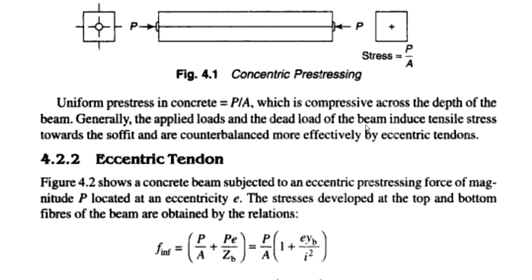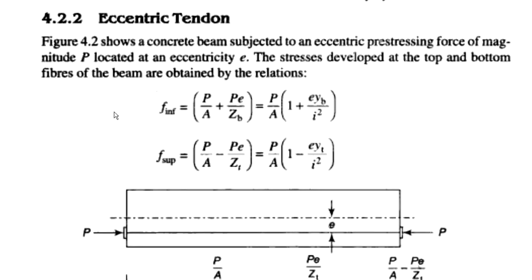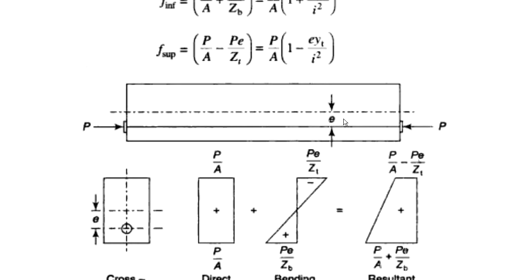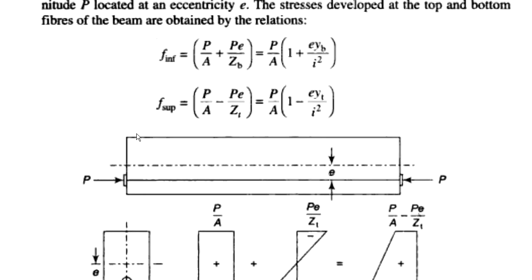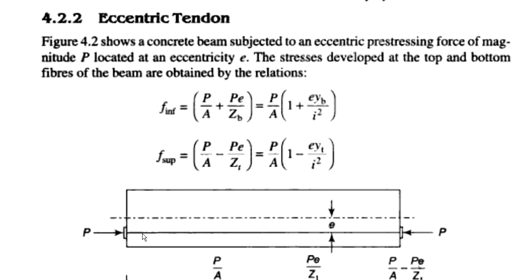You can see over here. Okay, now we have understood that the more effective way of placing the tendons is eccentrically. Now let us see about the eccentric tendons. Figure 4.2 shows the eccentric tendon which is at a distance e from the centroid, so the load which we are going to apply is at a distance e. Now you can see here, if we apply the tendon at some eccentricity e, then what are the stresses which are going to develop due to the pre-stressing force.